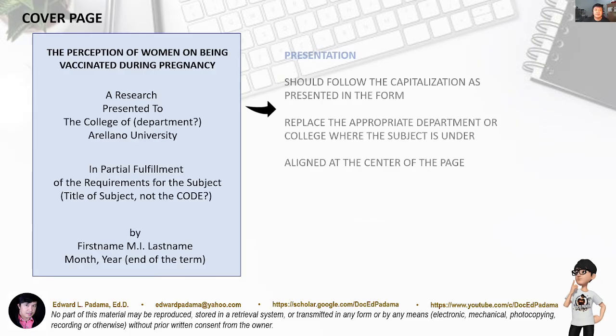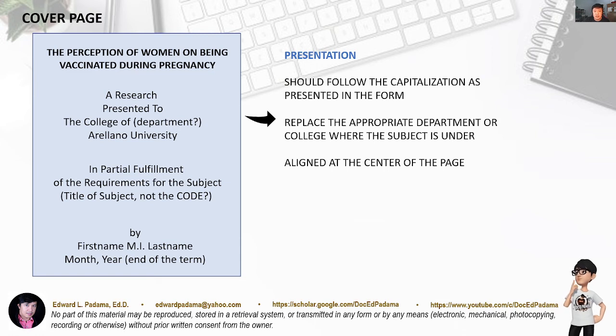The next part is what we call the presentation. The presentation should follow the capitalization as presented in the form. So you look at the left side of your screen, and then the first letters of these words are capitalized. So you have to follow, including the article "to" or other articles that you will find in the cover page. So you just follow. If they are capitalized, then by all means, capitalize the words that you are going to use in your cover page.